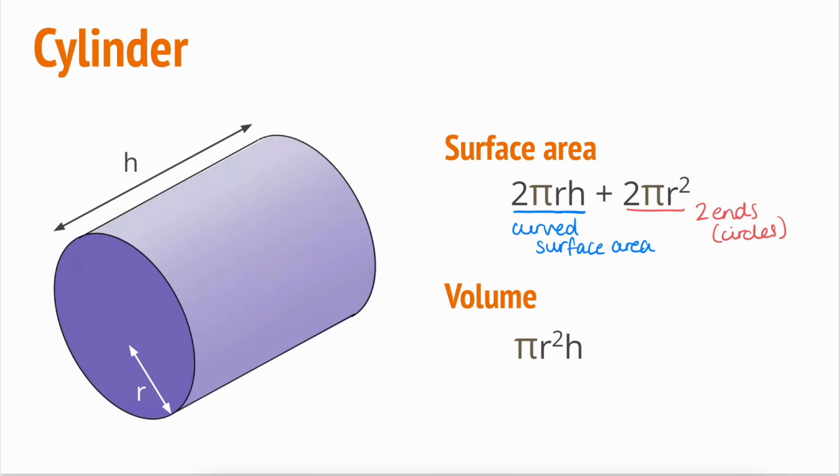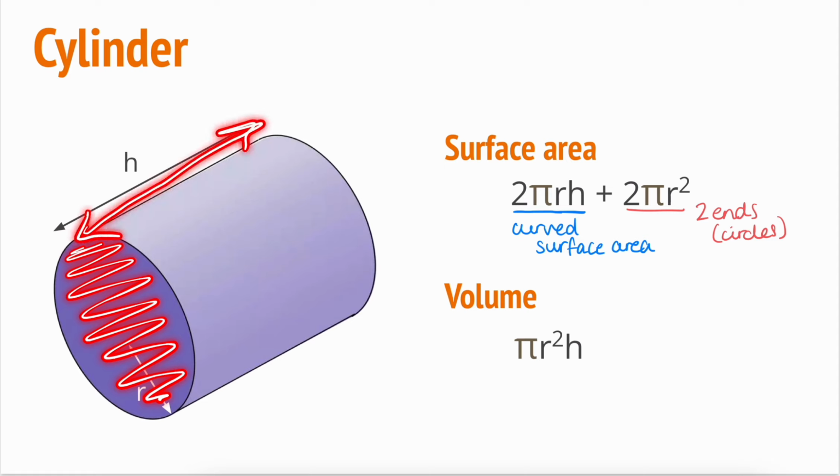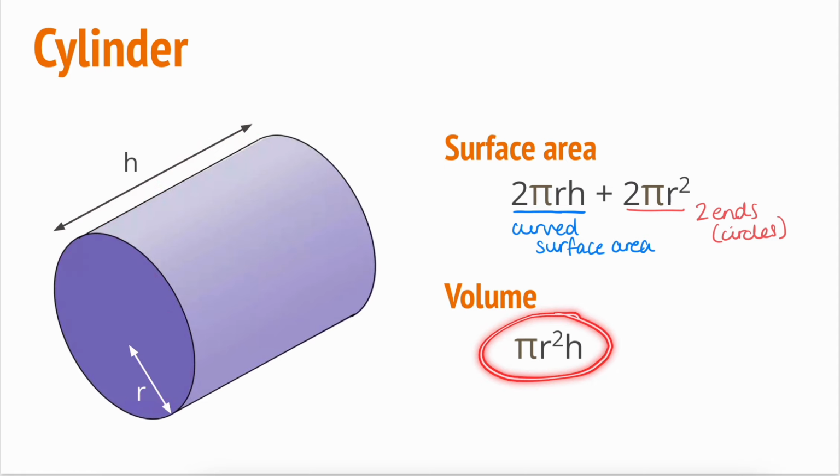And then the volume is pi times the radius squared. So that is the area of this shape here. And then I'm multiplying that by how far up it goes, and that gives me the volume. Okay, so if you're asked to find the surface area in full, you would use this whole part. If you're asked to find the curved surface area, then you would only be using this part here.